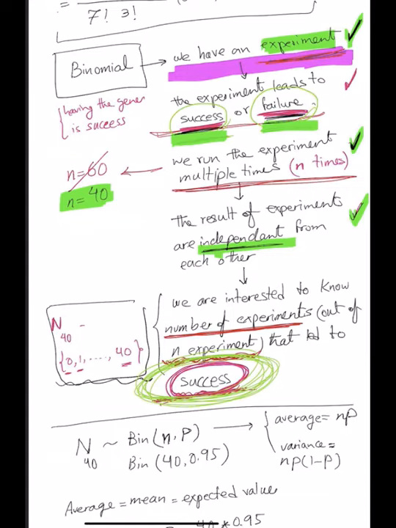Does this experiment lead to success or failure? If you want to know that, let's look at the question. For now, just focus on part A. Part A says, what is the probability that exactly 12 reactions resulted in the final temperature less than 272? So what do you think is called success and what is called failure here? Less than 272 and over 272?